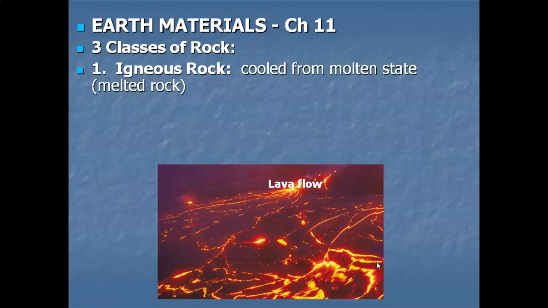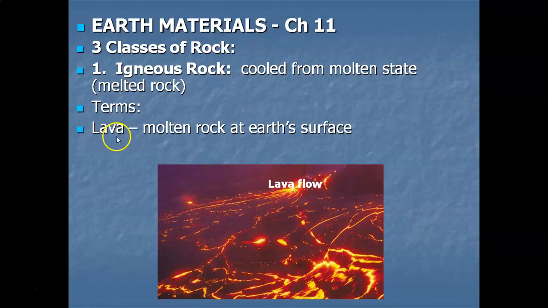And I'm going to begin with igneous rock. Now, this is rock that is cooled from the molten state. I want to give you some terminology in regards to melted rock. We use the term lava when you've got rock in its molten state, but it's flowing at the Earth's surface. So here we've got lava flowing out of a volcano. And so that's the term that we use when we see lava at the Earth's surface.